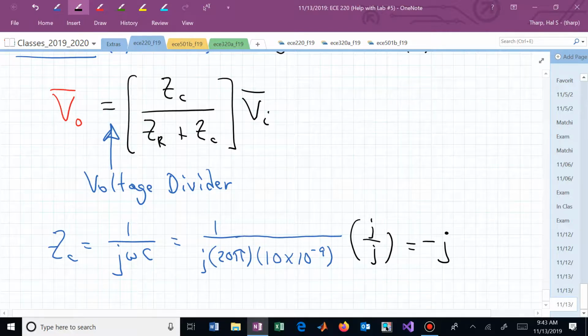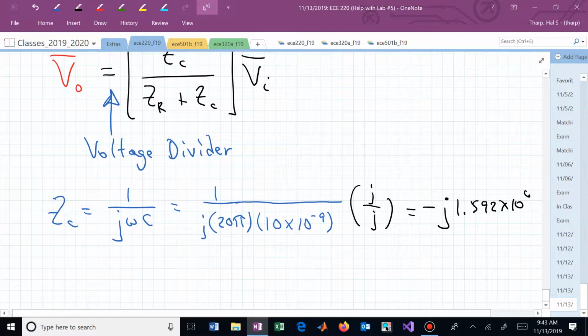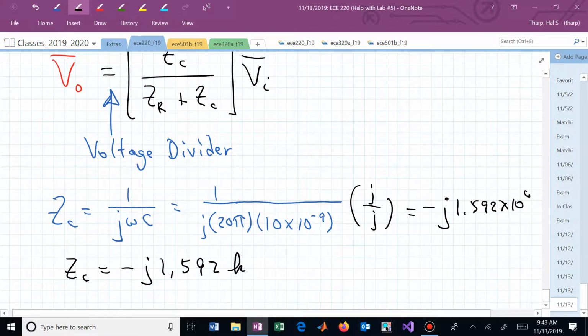That ends up being 1.592 times 10 to the 6th. That's a pretty big number. So Z sub C, if I convert, is minus j 1,592 K, because Z sub R was 16K. I'm now combining 16 with 1,600.